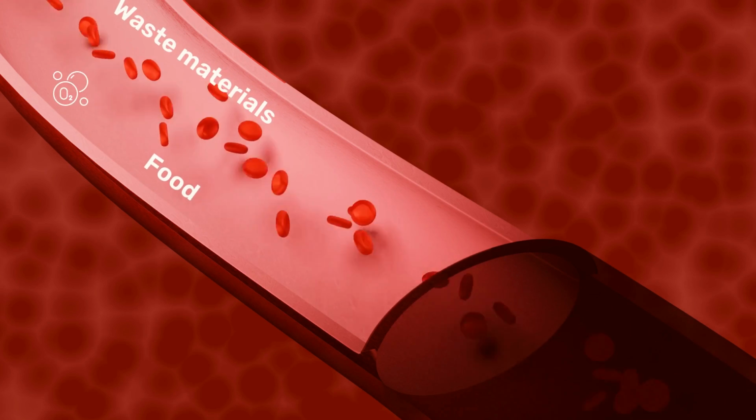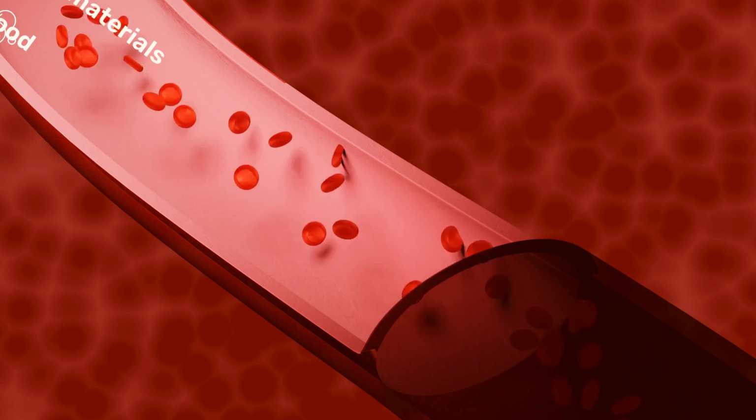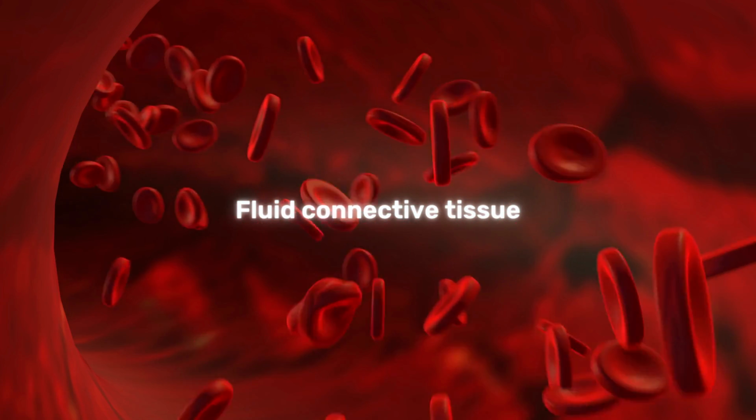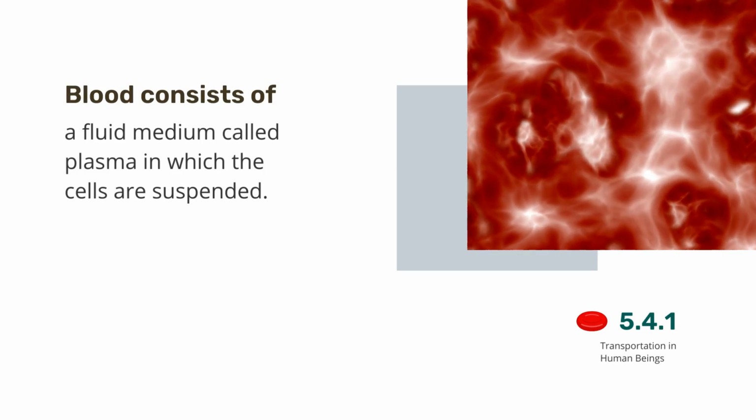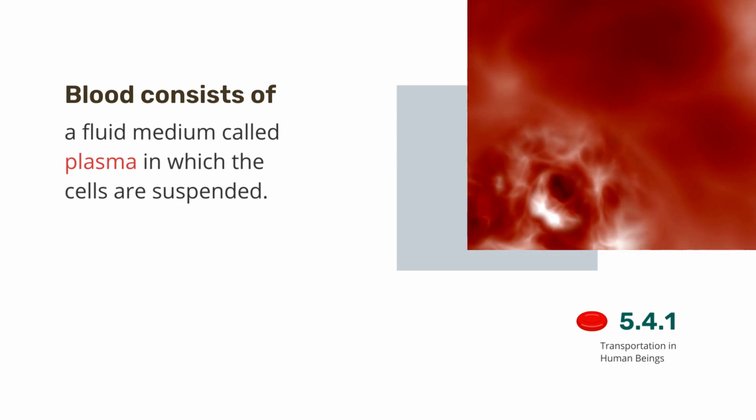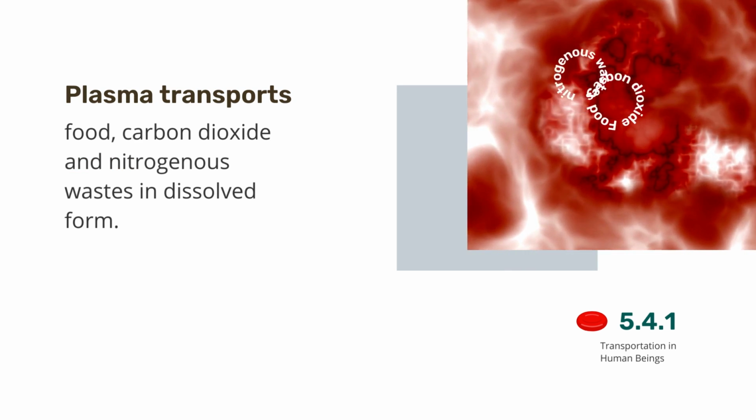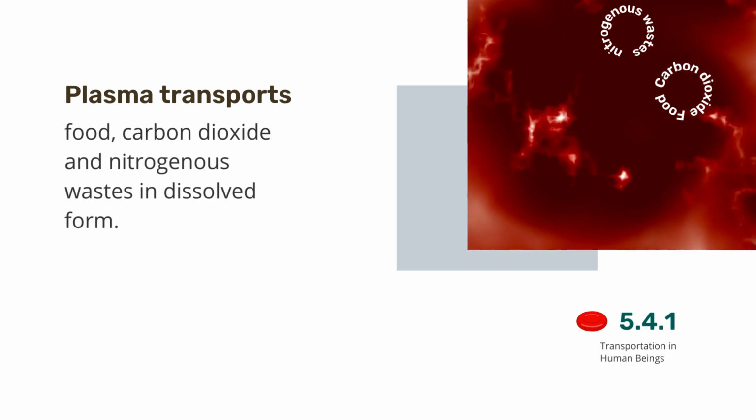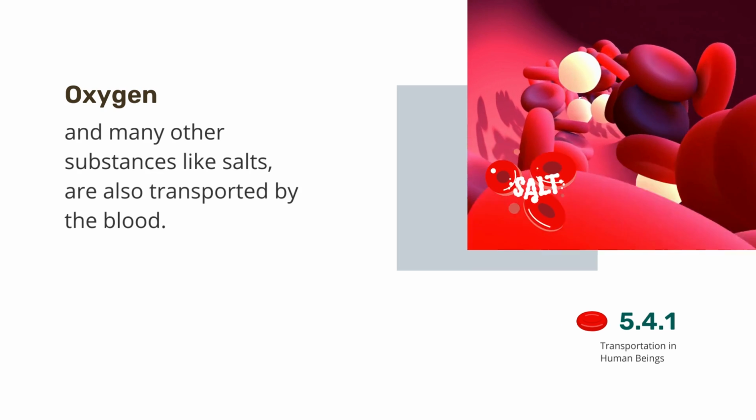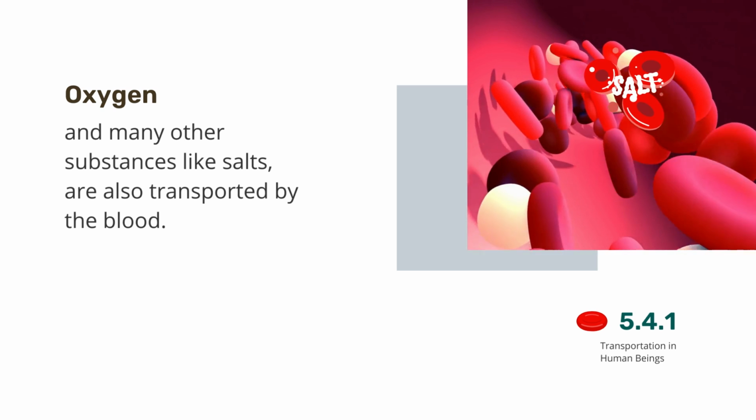We have seen in previous sections that blood transports food, oxygen, and waste materials in our bodies. In class 9, we learned about blood being a fluid connective tissue. Blood consists of a fluid medium called plasma in which the cells are suspended. Plasma transports food, carbon dioxide, and nitrogenous waste in dissolved form. Oxygen is carried by the red blood corpuscles. Many other substances like salts are also transported by the blood.